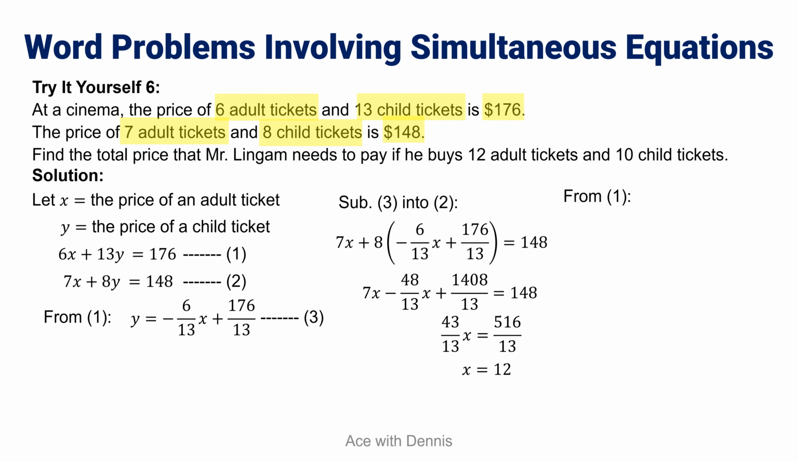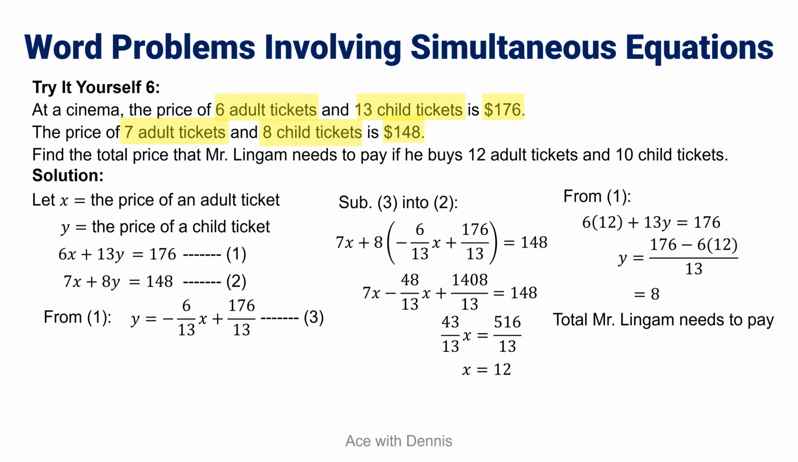So from equation number 1, I substitute x equals 12 into equation number 1. I will have 6 times 12 plus 13y equals 176. So y will be 176 minus 6 times 12 over 13, which is 8. Okay, so now I can answer the question. So the total Mr. Lingam needs to pay will be 12 times 12 plus 10 times 8, which is $224.